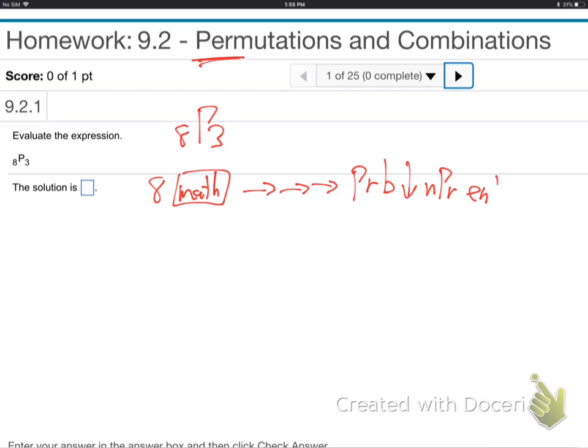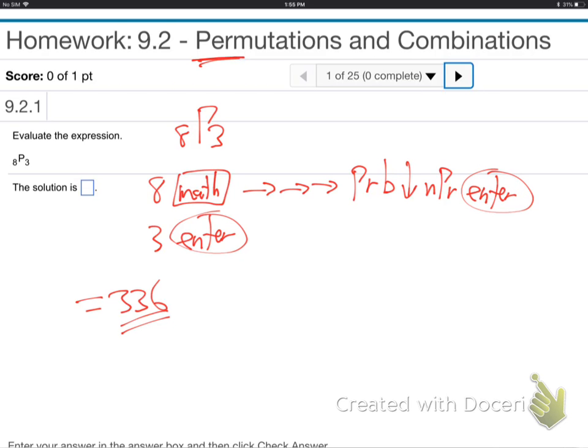NPR. Hit enter, and that'll put the P on the screen, and then hit the 3 and hit enter, and you should get, I don't know what it is. 8 times 7, 56. What is it? 336. 336. Y'all getting that okay? On the graphing calculator.